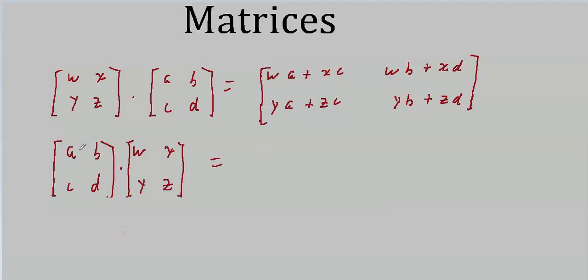Here, okay, we get AW plus BY. The next entry is AX plus BZ. Here, CW plus DY, and CX plus DZ.